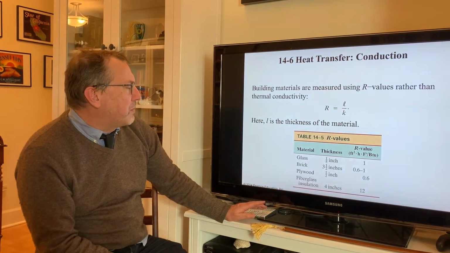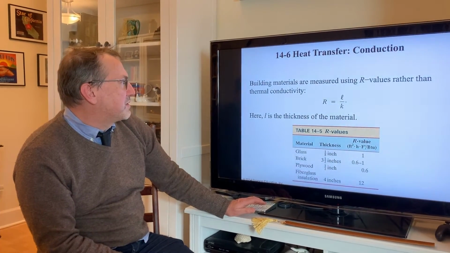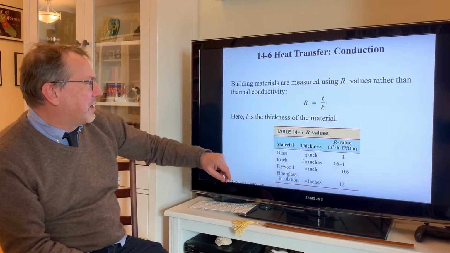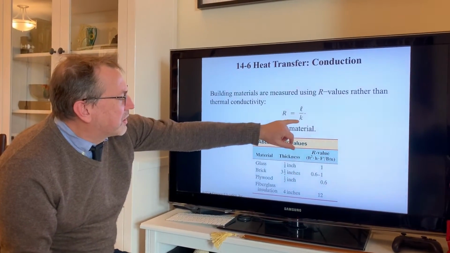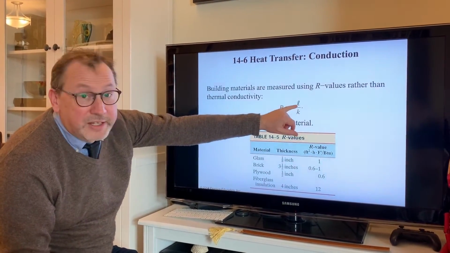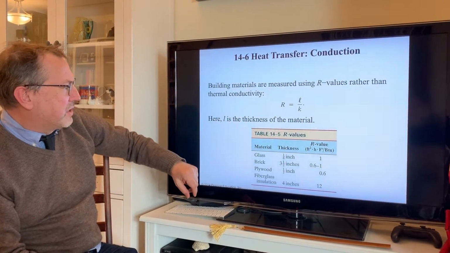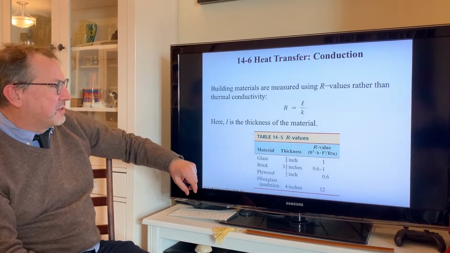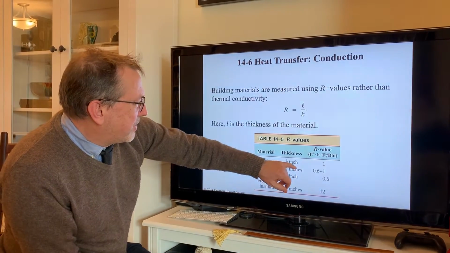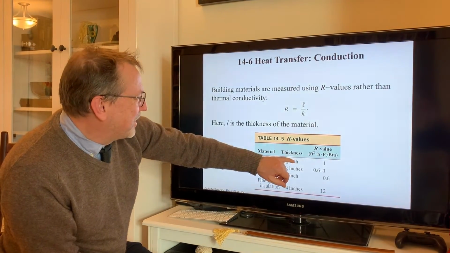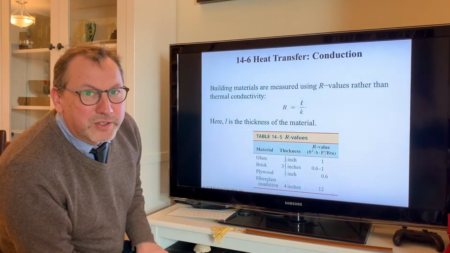When we talk about building materials, we talk about the thermal resistance, and you can see this is a bit like electrical stuff. The resistance is 1 over the conductivity times the length, the thickness of it. It's a bit of a weird unit because we need the area. So you can see that the resistance is, it's a really weird unit, but the idea is that the resistance is per square foot, right?